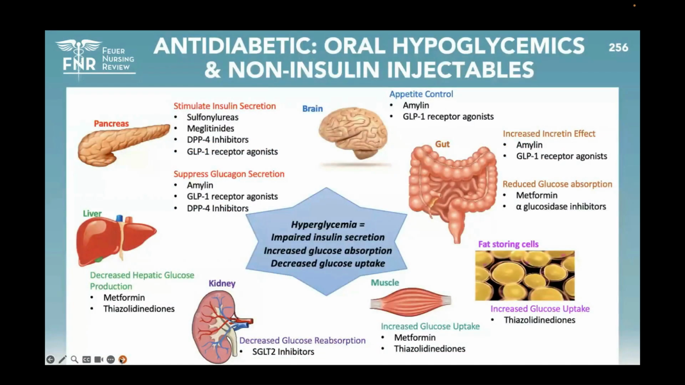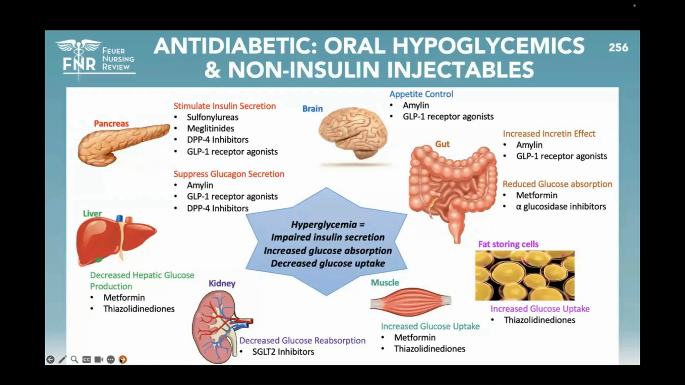On this slide is a nice illustration of all of the oral and non-insulin injectables. So there are injectables that are non-insulin for diabetic patients. You could see the mechanisms of actions are illustrated here. Some of them stimulate the secretion of insulin. Some of them suppress glucagon, which we know raises glucose.